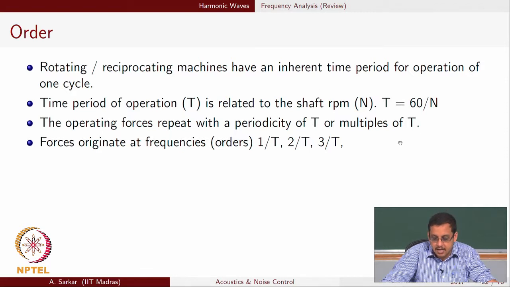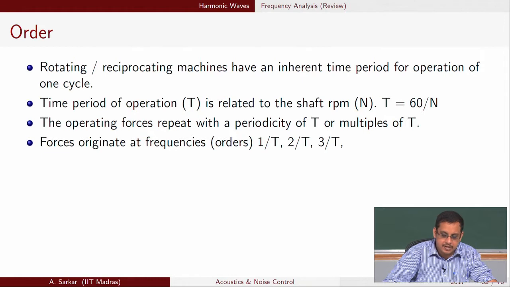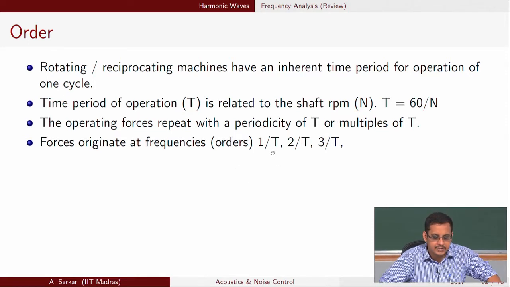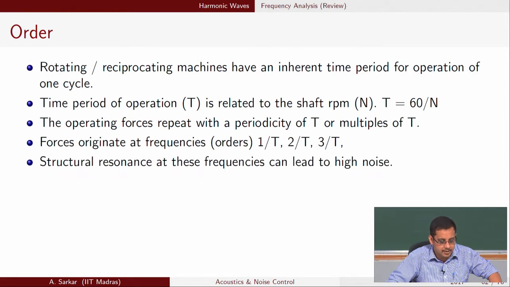Certain processes like in 4 stroke engines, you will have 2 cycles of the crank shaft. Only once it completes 2 cycles of rotation will the combustion repeat. So, it will be multiples of T, but the forces which originate from the basic operations of the machine will have frequencies of the order 1 by T, 2 by T and 3 by T. So, they are all going to be integer multiples of each other, or harmonics of each other. That is the fundamental point.